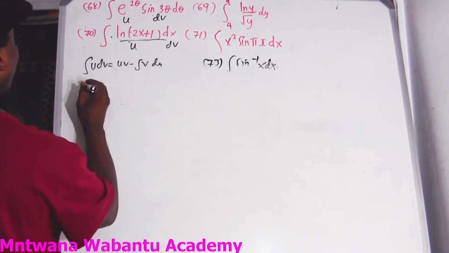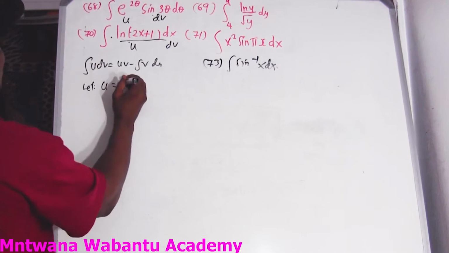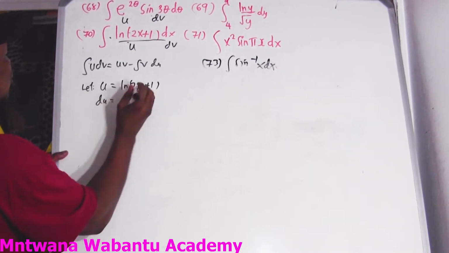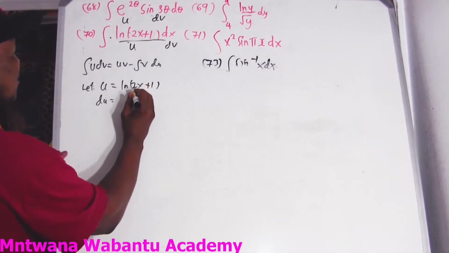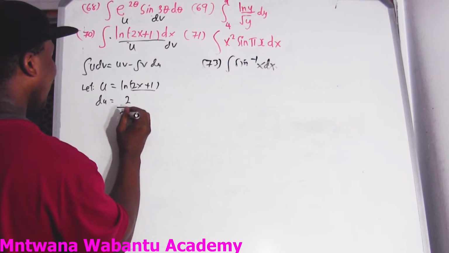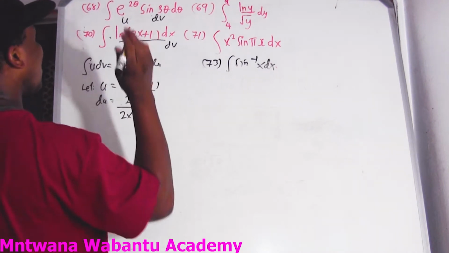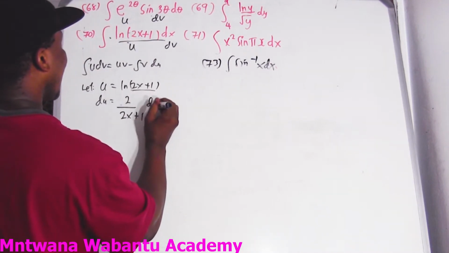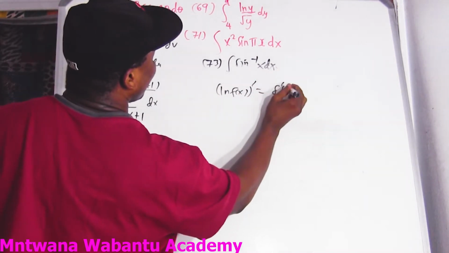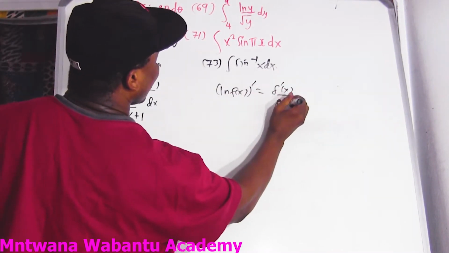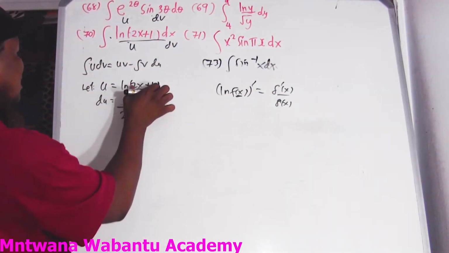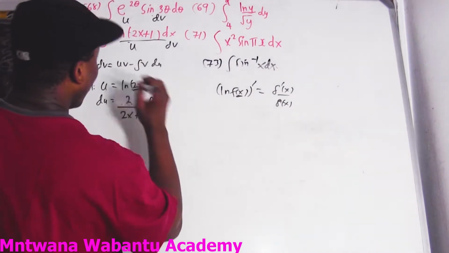Let u equal ln of 2x plus 1. Differentiate: du equals, this one we know. We differentiate the function, which gives 2 over 2x plus 1, dx, because this is ln of a function. If you differentiate ln of a function, you get the function's derivative over the function itself. So the derivative of 2x plus 1 is 2, over 2x plus 1.